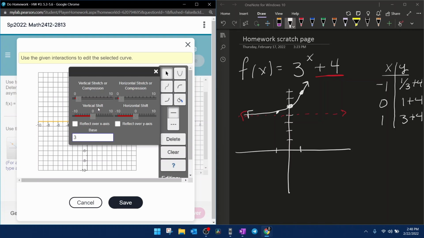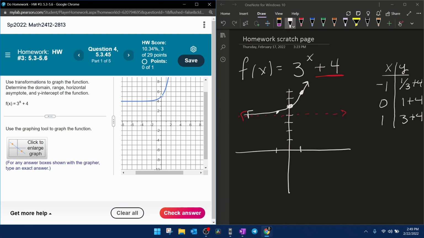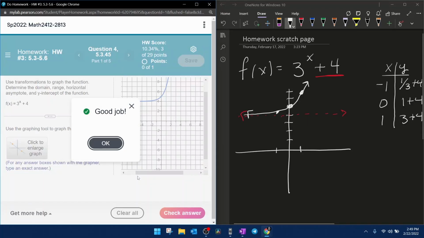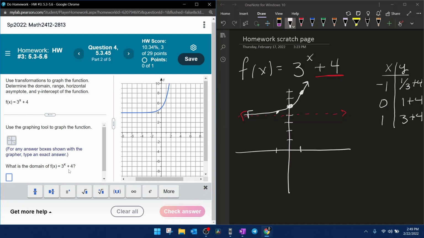Our vertical shift was up 4, so we need to shift that up to 4. Horizontal shift, we did not have a horizontal shift. We did not have any reflections or stretch or compressions. So the vertical shift was the only thing we needed to manipulate this time. We're going to save. We're going to look and see if that graph looks like what we drew, and then check it. Now next it says, what is the domain of this exponential function?